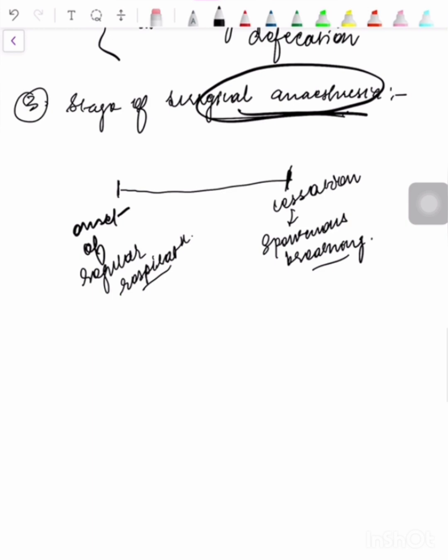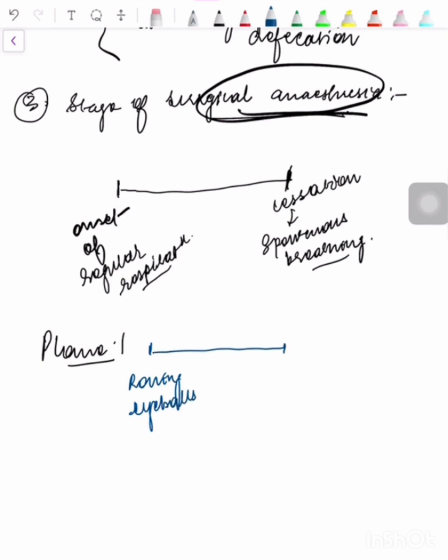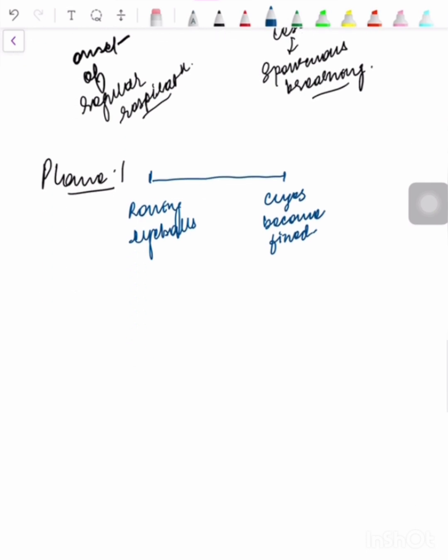So this has been divided into 4 planes. First is plane 1. So what happens in plane 1? In plane 1 there are roving eyeballs. This plane ends when eyes become fixed. So where does this plane start? Roving eyeballs, your eyes would be roving like this, sorry, eyeballs, and then it ends with what? It ends when the eyes become fixed. So this is plane 1.